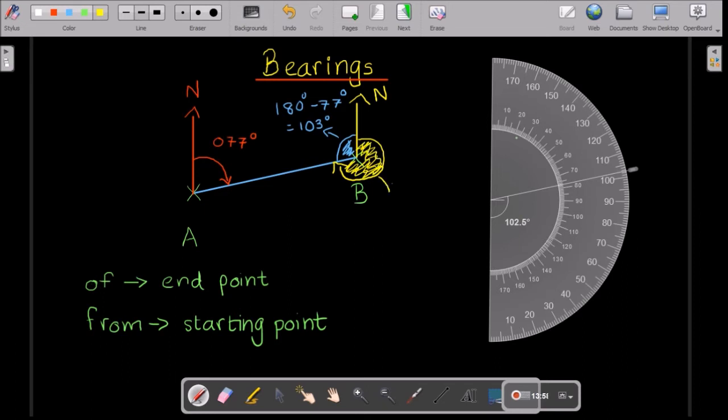So in order to find this yellow bearing here, the bearing of A from B, I know angles around a point add up to 360 degrees, so I can do 360 degrees minus 103 degrees, which is going to be 257 degrees, and that'll be my bearing.